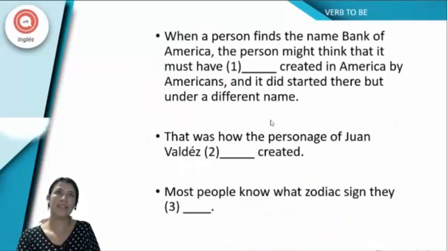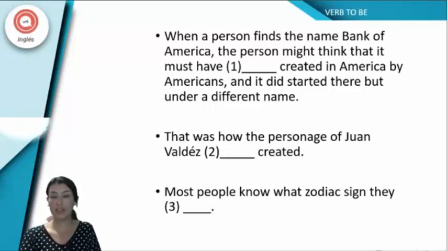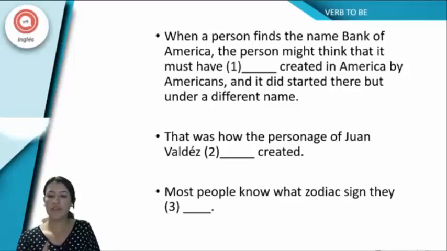Okay guys, this is the end of the class. I hope you enjoyed. I hope you learned a lot. If you didn't, you have to learn a lot more about verb to be, so try to check on the internet if you have any more questions.